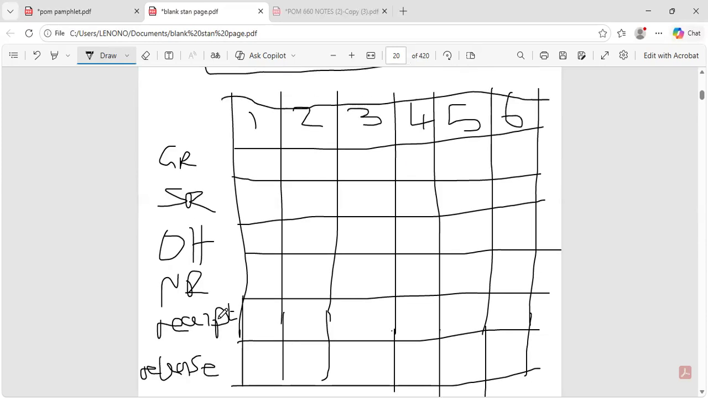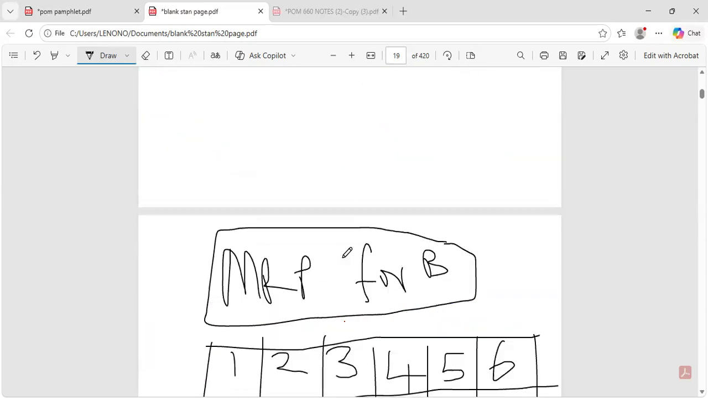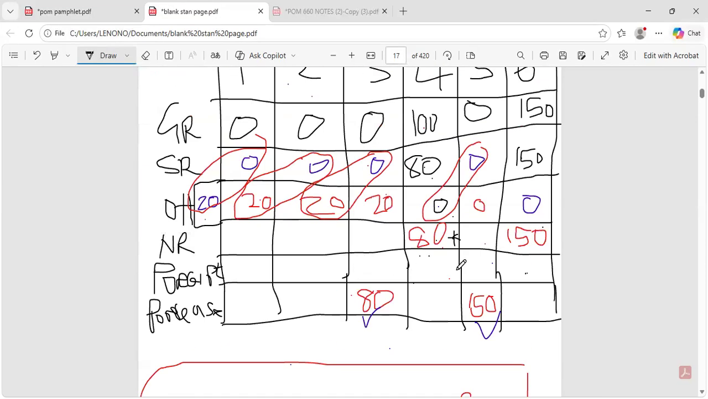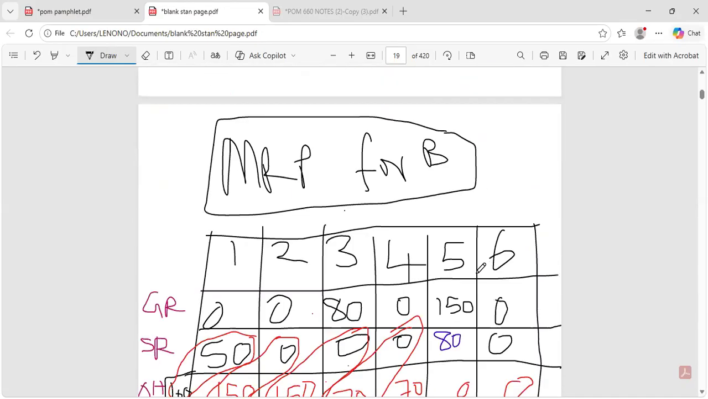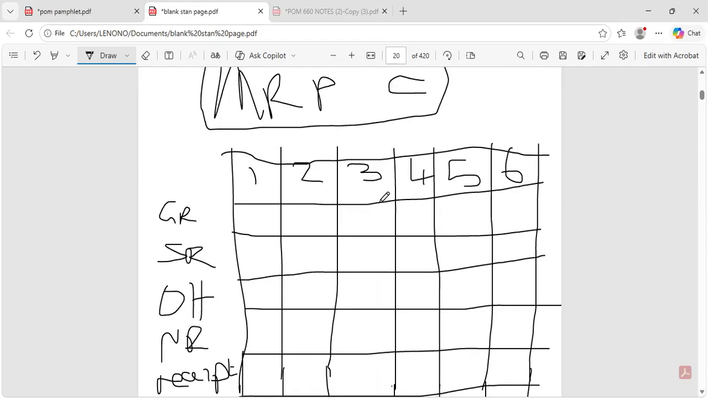Right, so C is coming from A. So these ones, the way they are, the releases are 80 in week 3 and 150 in week 5. 80 week 3, 150 week 5.